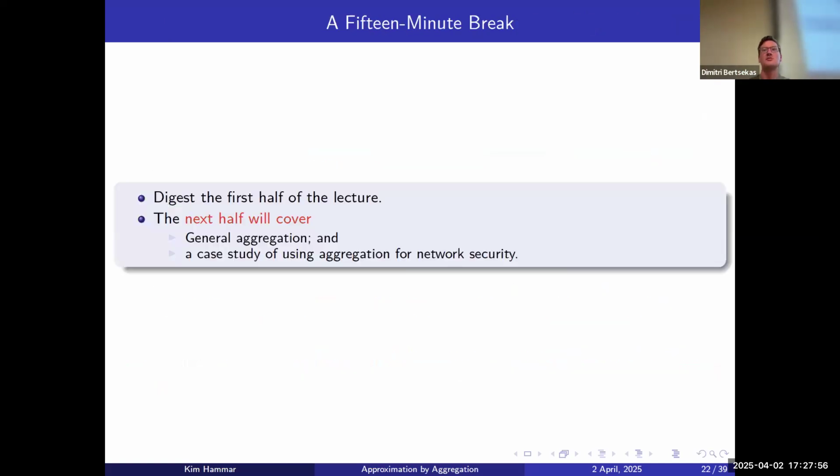Okay, so then we take a 15-minute break, and after the break, we will cover a more general aggregation framework and also a cybersecurity case study. Okay, let's start.